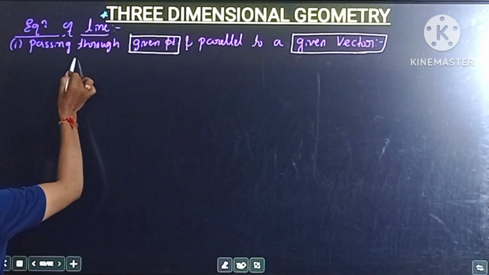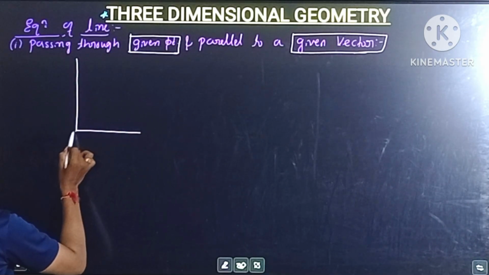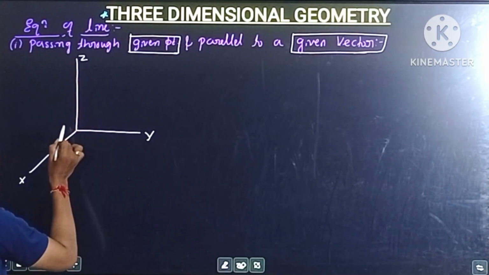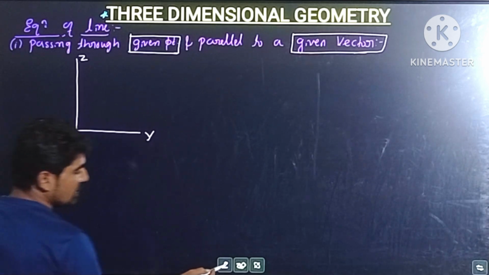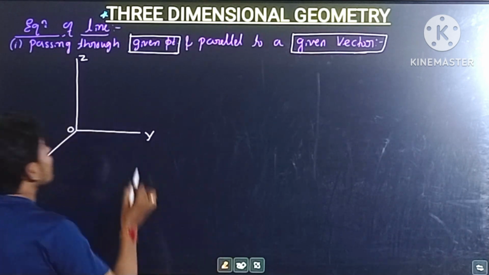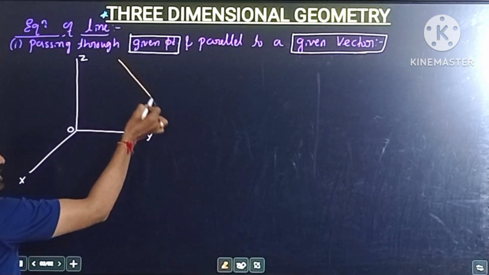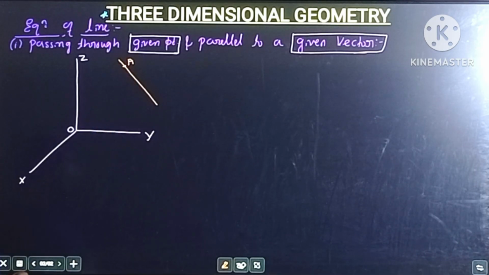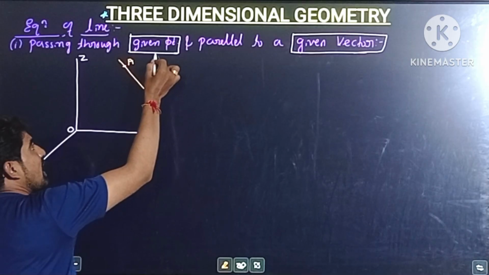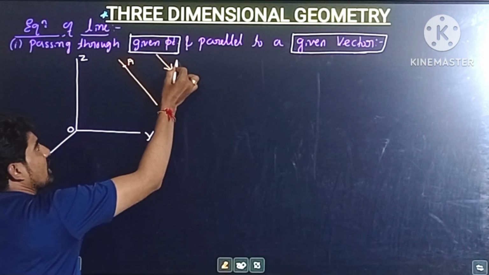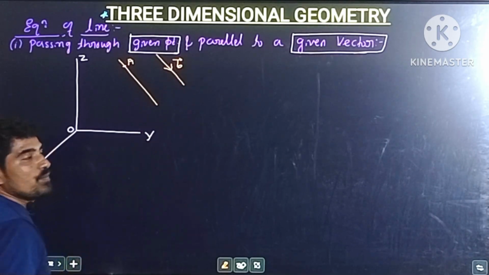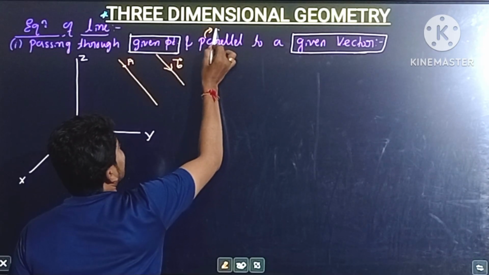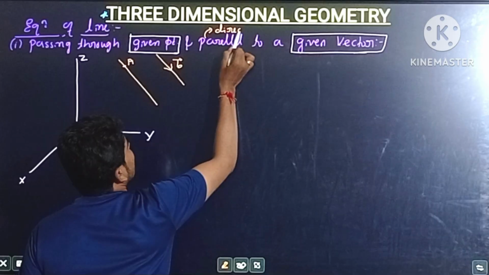See here, let this be the x-axis, y-axis and z-axis, with the origin. So here we need a line. Suppose this is a line, and he has given one point on this line. Let's say this is a point, and also he has given one parallel vector, that is B vector. The parallel vector is also known as the direction vector.